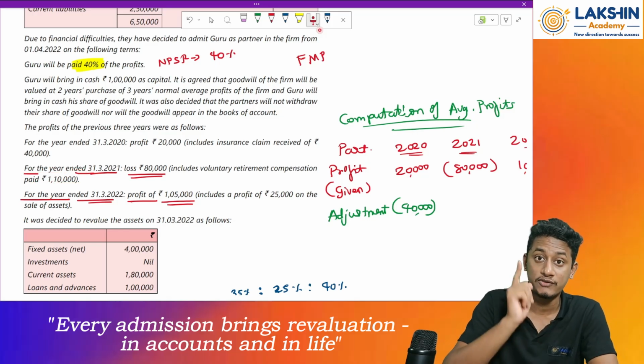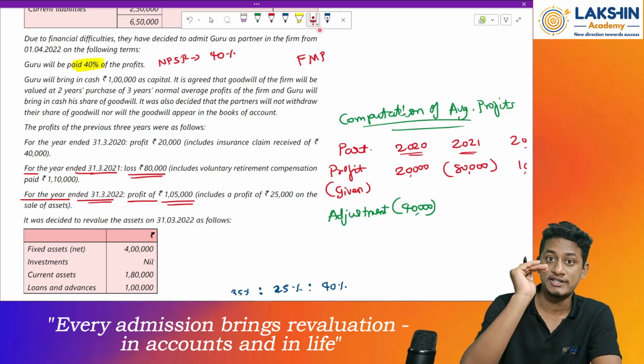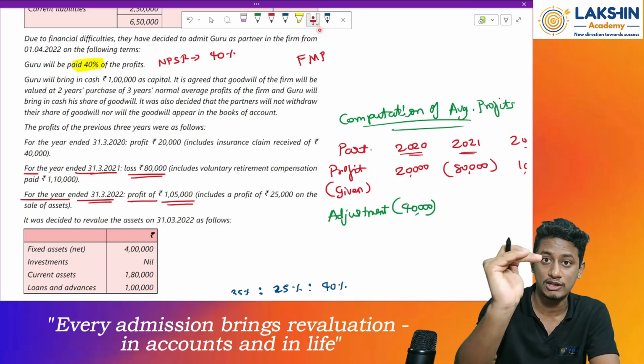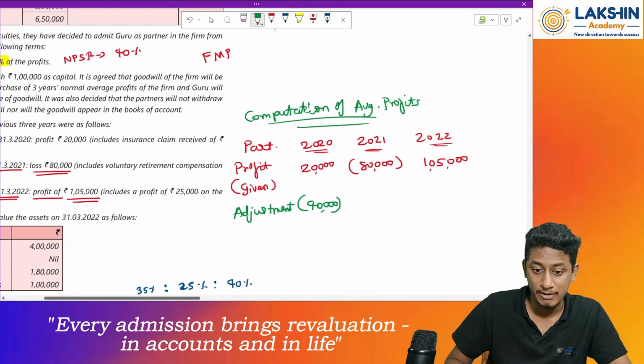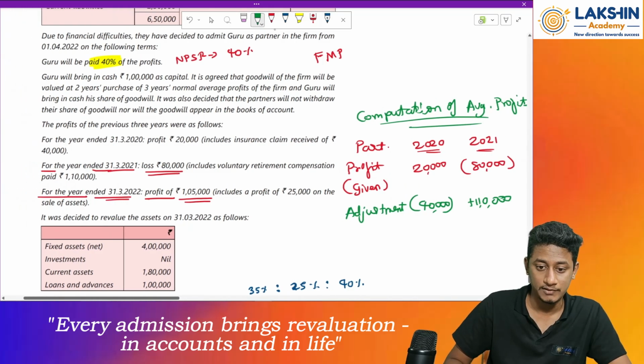So to find out the future maintainable, how much profits can I maintain in the future on a regular basis? I should add it back because it was an expense. So I am reversing it. But to reverse it, I should add it back. How much? Rupees 1,10,000. Okay. Then next.